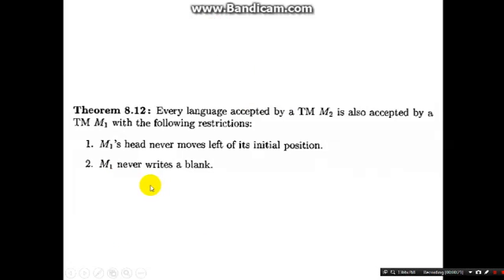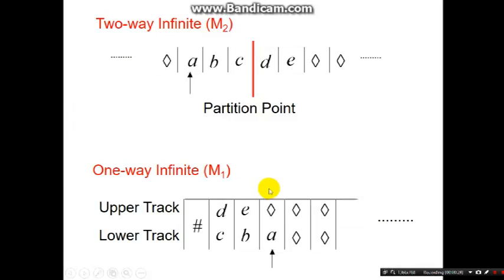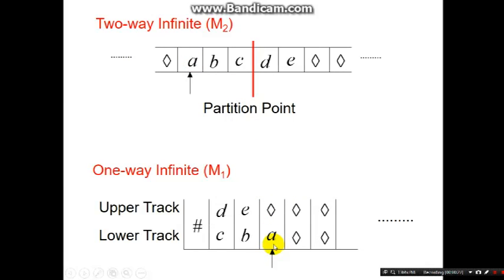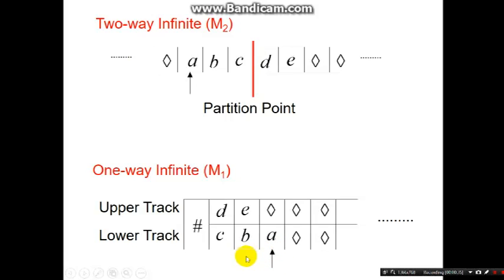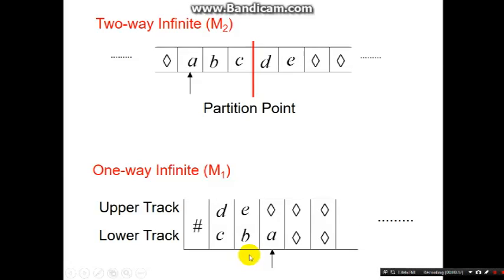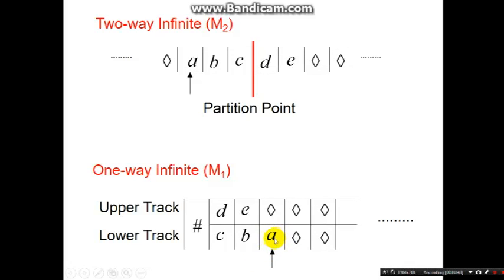So the next restriction is M sub 1 never writes a blank. So every time this head is being transferred to another cell, this input symbol cannot be replaced by a tape symbol of just a blank. It must be another value.